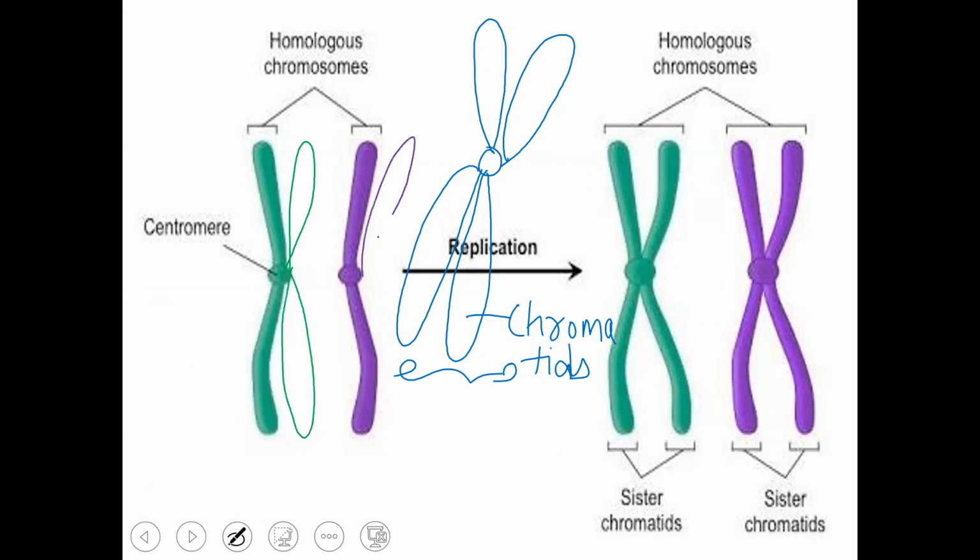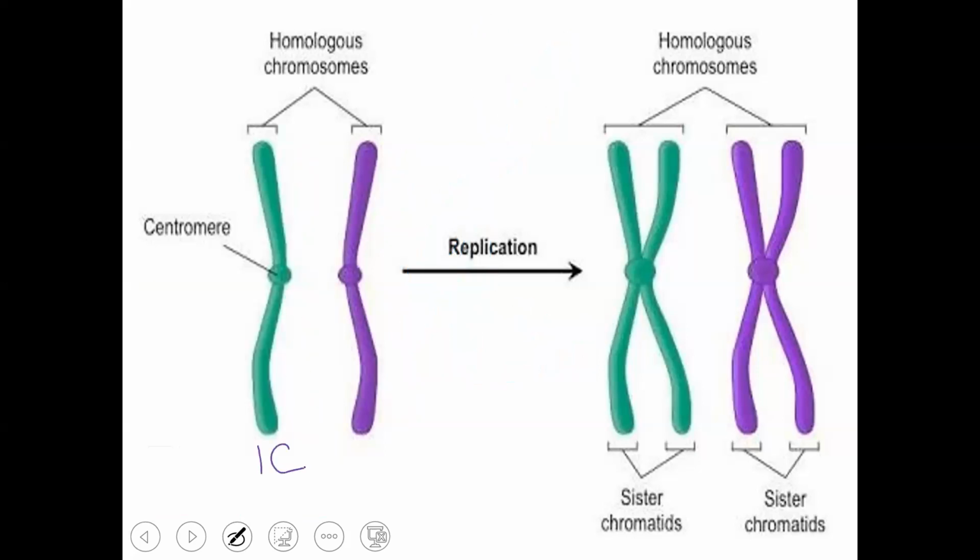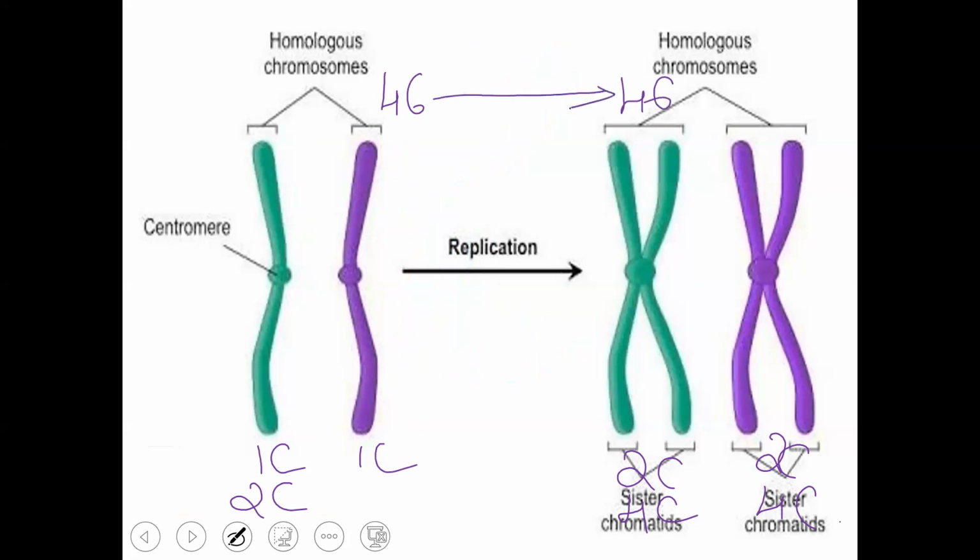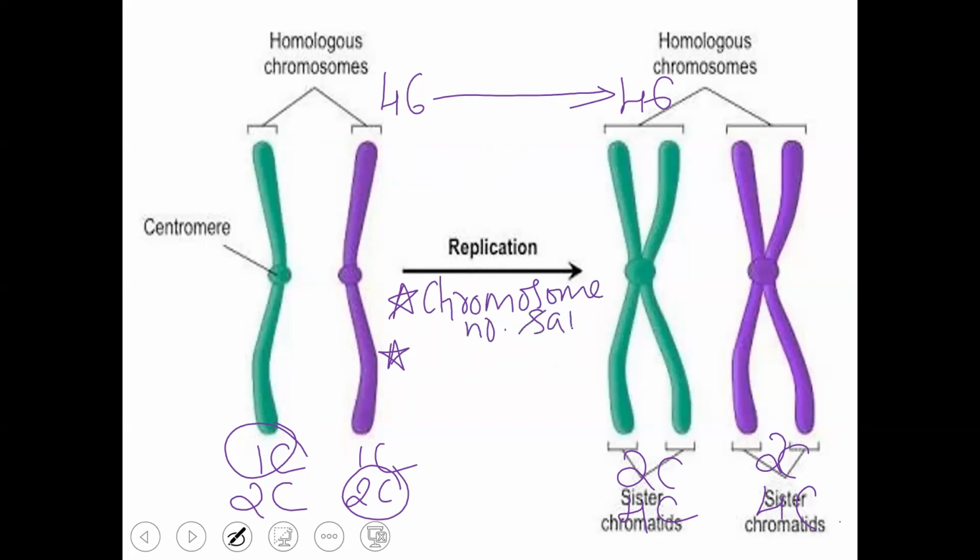Even here and even here. So that is how you can see the chromosomes which are going to be homologous. If the content of the DNA here is 1C, then here it becomes 2C. If it is 2C here, then it becomes 4C. The chromosome number remains the same. If it is 46 here, even after replication it will be 46. The chromosome number is the same, but since replication has occurred, the content of the DNA is going to double.